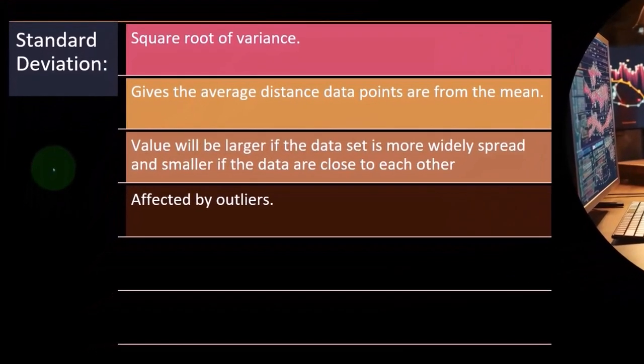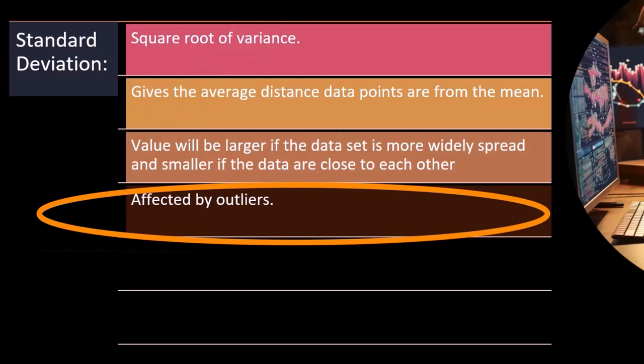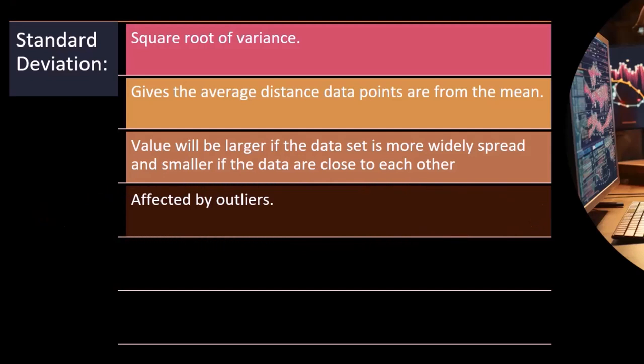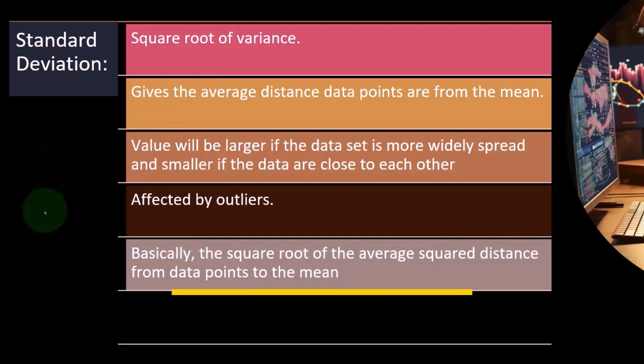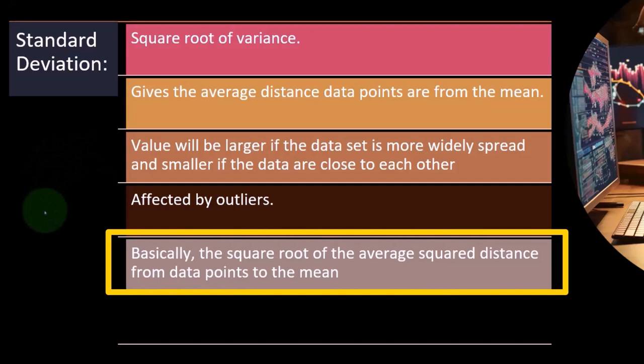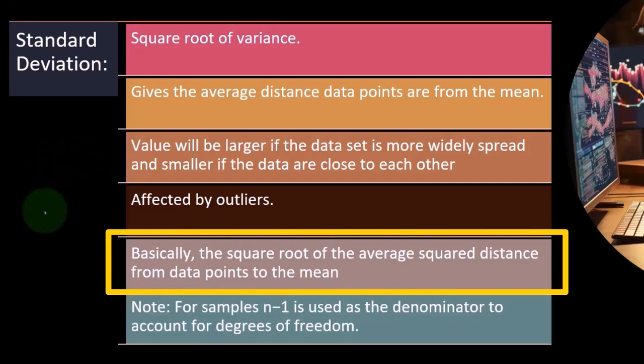So they are affected by outliers. If there's a big outlier in the data set, notice we're comparing to the mean, the middle point. So if the mean is impacted by outliers, you would think it would also be the case that both standard deviation and variance would be impacted by outliers as well. So we have to keep that in consideration when we're dealing with outliers. Basically, it's the square root of the average squared distance from data points to the mean.